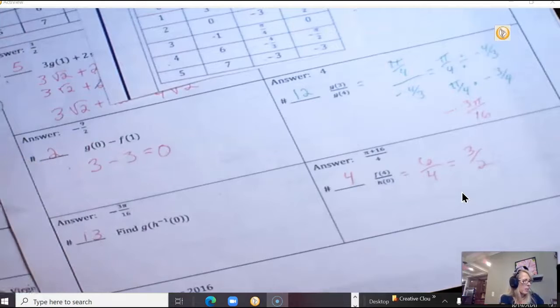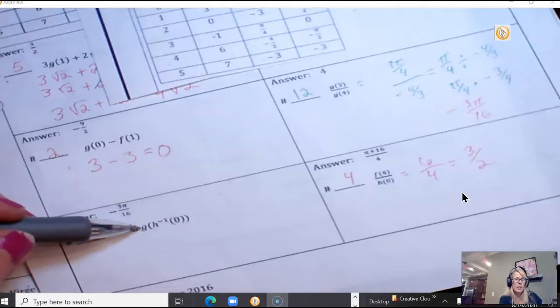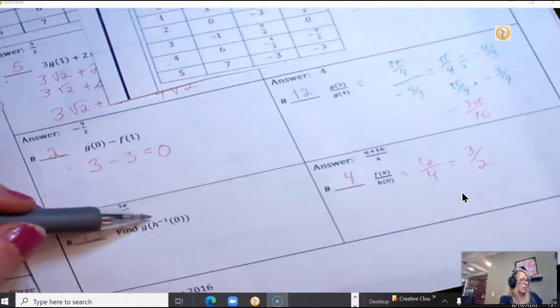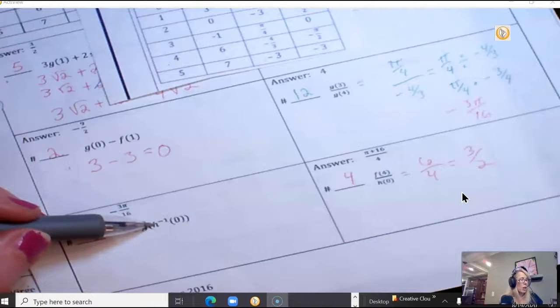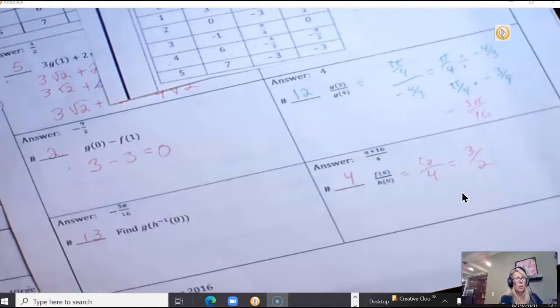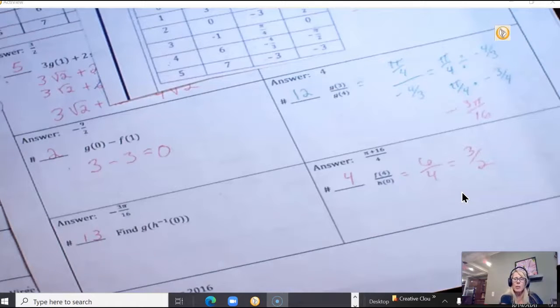Number 13. Ooh, a composite function. Let's see if we can even say it. G of the inverse of h of 0. Lord, there's a lot of ofs in that. So don't freak out over it. Like any big project or anything big, you just want to take it one step at a time.